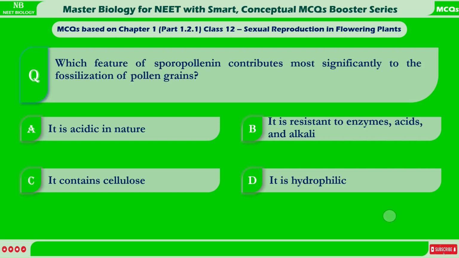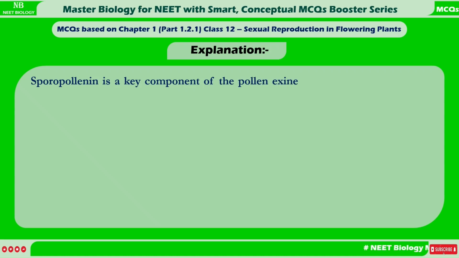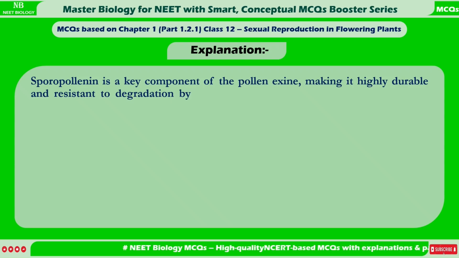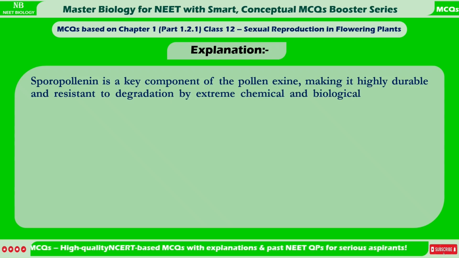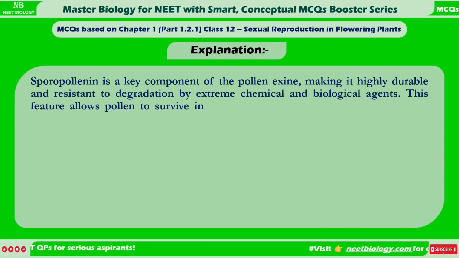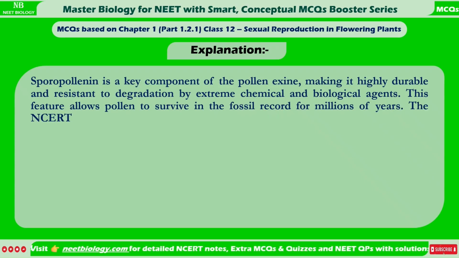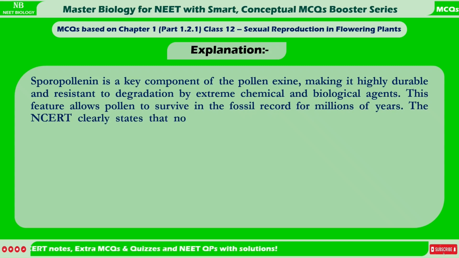Correct answer is B. It is resistant to enzymes, acids, and alkali. Explanation. Sporopollenin is a key component of the pollen exine, making it highly durable and resistant to degradation by extreme chemical and biological agents. This feature allows pollen to survive in the fossil record for millions of years. The NCERT clearly states that no enzyme has yet been found that can degrade sporopollenin.